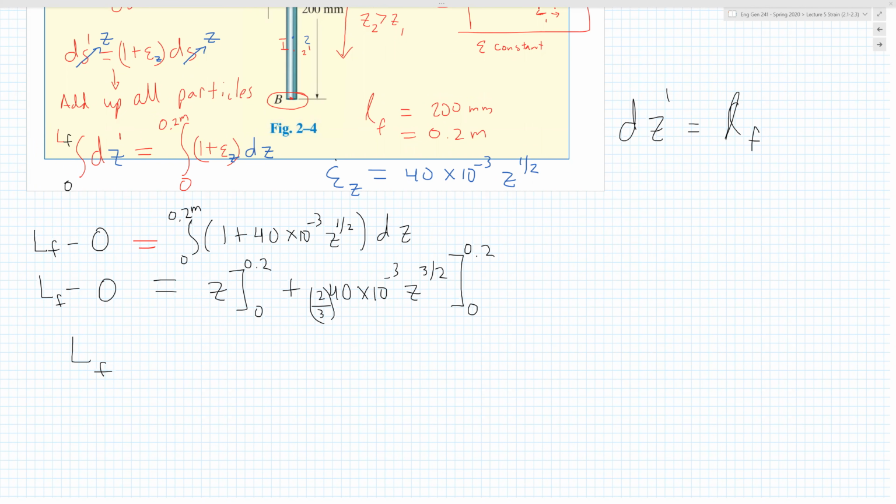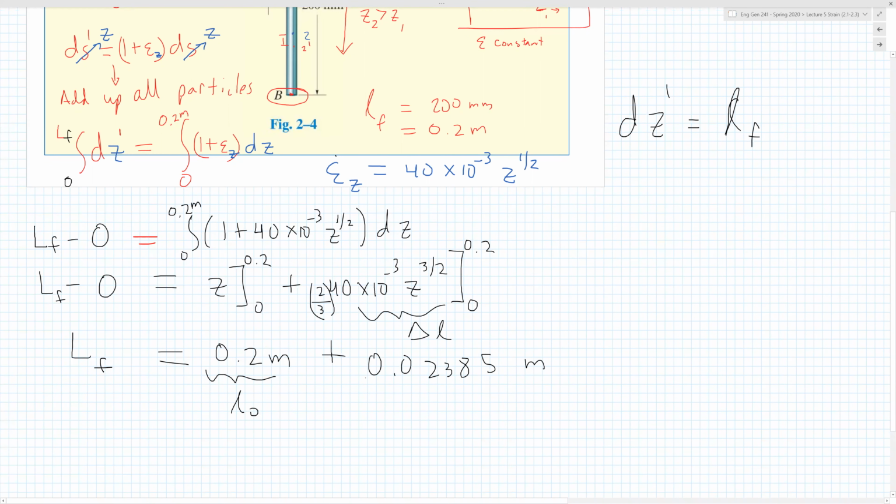So if you look at this, it gives you 0.2 meters, and this is where the initial length is. When you integrate just that, that's the initial length. And then this length here is your delta, your change in length. And I think if I can deduce that from your answer, Luke, this is 0.02385 meters. Yeah, okay.